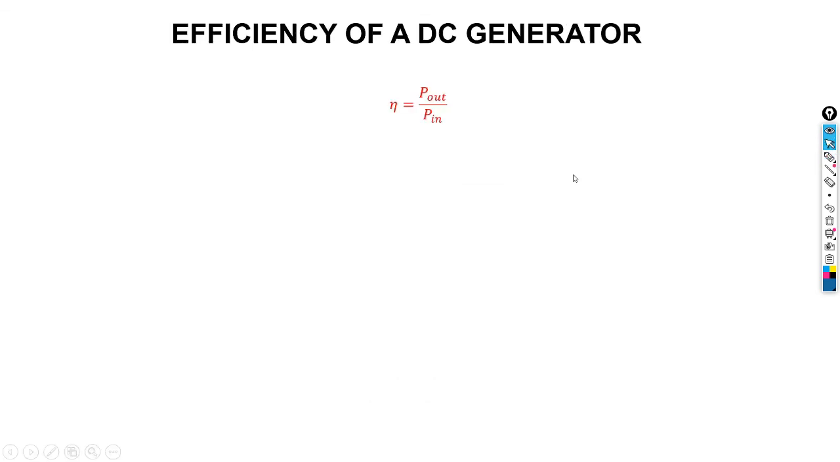Now we're going to look at the efficiency. As you know, it's always P out over P in. But in the case of a DC generator, what is our P out? Our P out is electrical power, but the P in is mechanical, because we are converting mechanical energy into electrical energy. That's what the generator stands for: the conversion from mechanical energy into electrical energy. And this is another way to calculate your efficiency.